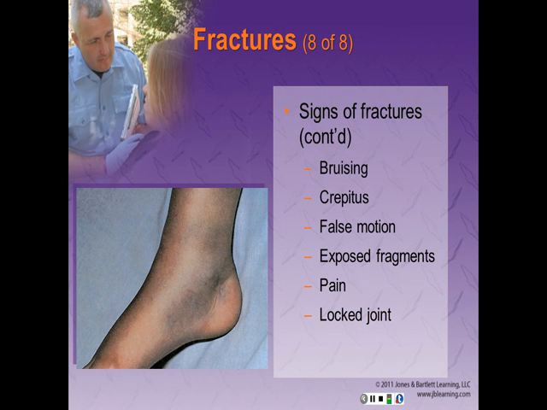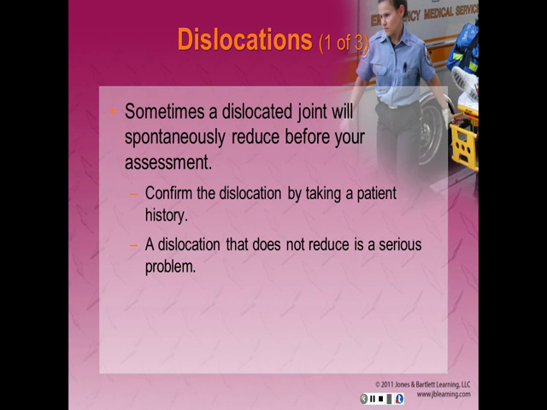Exposed fragments: in open fractures, bone ends may protrude through the skin or be visible within the wound. You should never attempt to push the end of a protruding bone back into place. Pain, which is common, and a locked joint, and that is a joint that is locked into position and is difficult and painful to move.